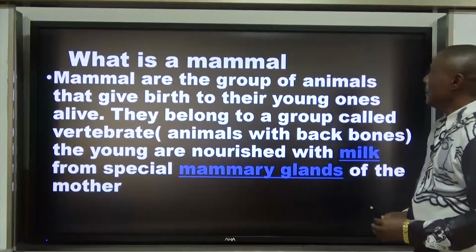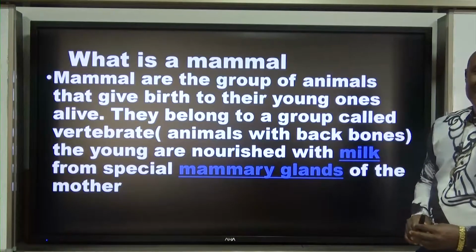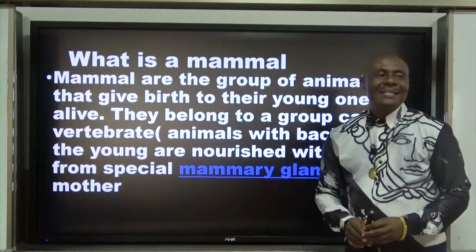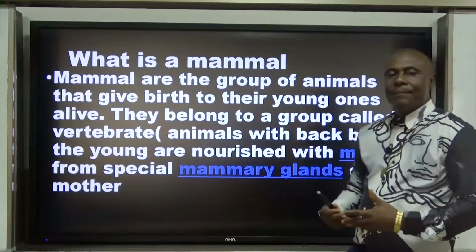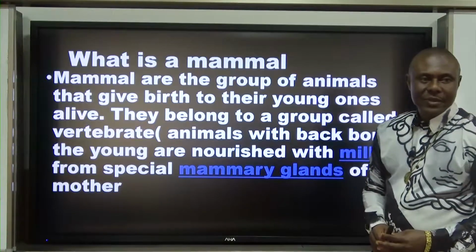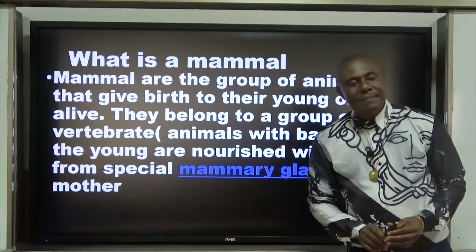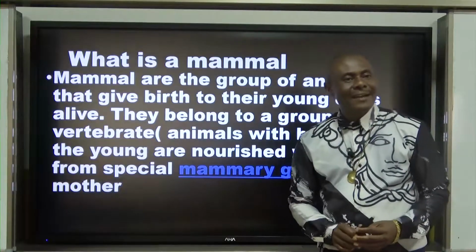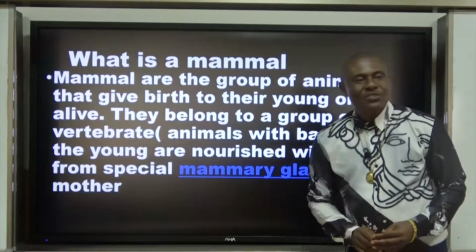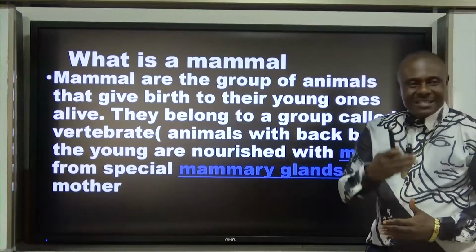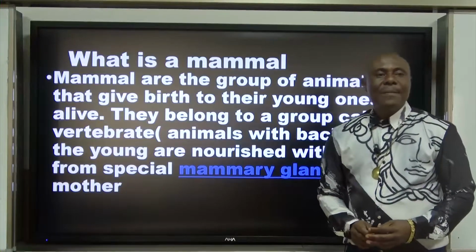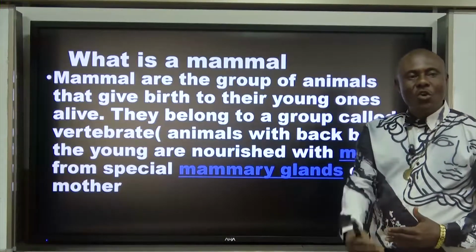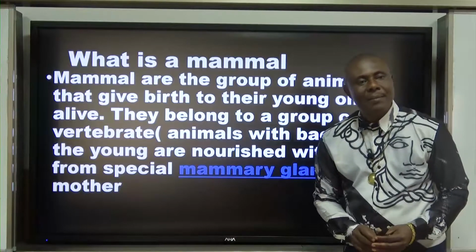A mammal is an animal or an organism that gives birth to its young alive. So man is an example of a mammal, one, because it has the ability to give birth to its young alive. A mammal also breastfeeds its young from a special mammary gland referred to as the breasts. This breast contains the breast milk, which is used in breastfeeding the young ones. So man is a mammal because of this feature of breastfeeding the young ones with breast milk from the mammary gland.